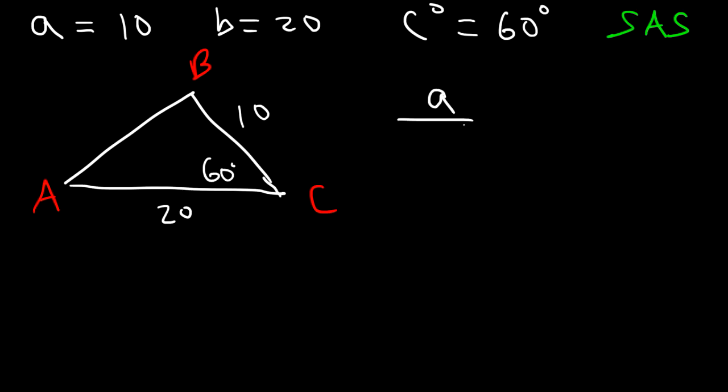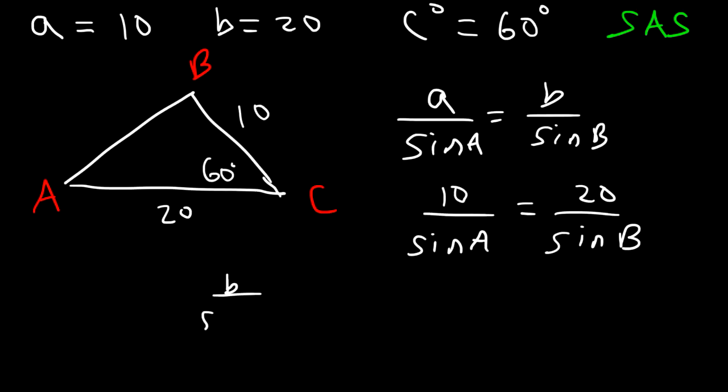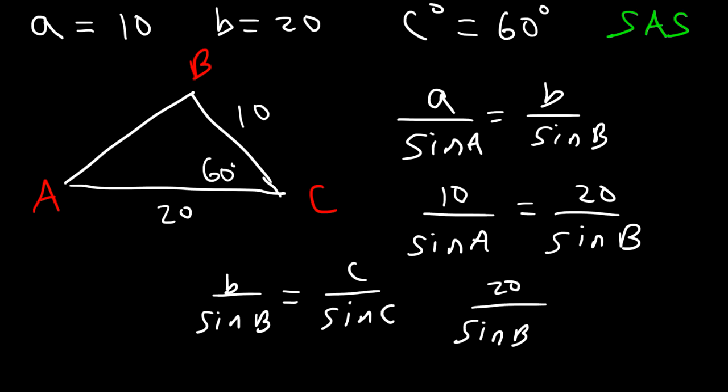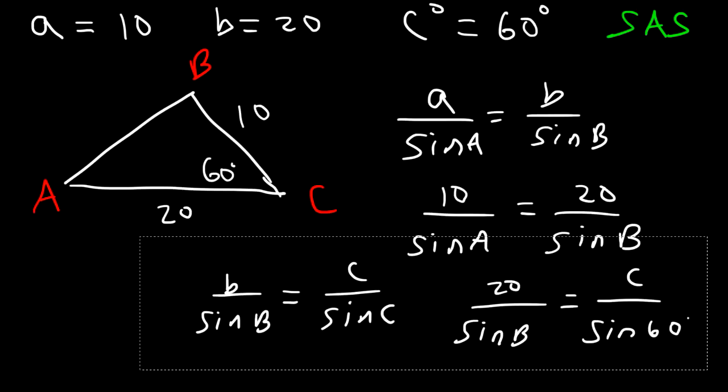For example, if we try to use A over sine A, which is equal to B over sine B, it's not going to work. We have sides A and B, but we don't have angle A, nor do we know angle B. And if we try to use B over sine B, which is equal to C over sine C, we're still missing angle B, and we're missing side C. So whenever you have all different letters, you cannot use the law of sines to solve it. However, there's something else that we can use, and that is the law of cosines.